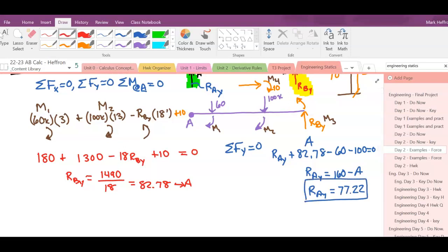Both of these assumed directions of up were correct. So now we're all done. We've found both reactions, RAY and RBY, both going up.